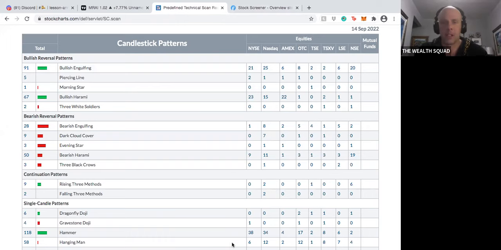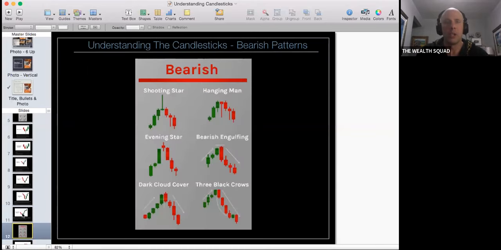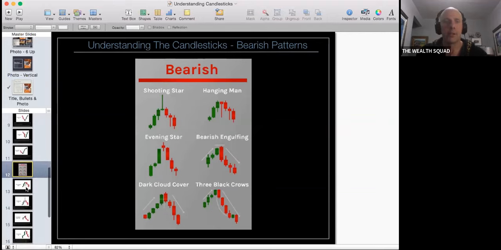But let's jump back, right? So we talked about the bullish patterns. So let's talk about the bearish patterns, right? So you've got your shooting star, you've got your hanging man, you've got your evening star, your bearish engulfing candle, you've got your dark cloud cover, and you've got your 3 black crows. Holla to the crows.